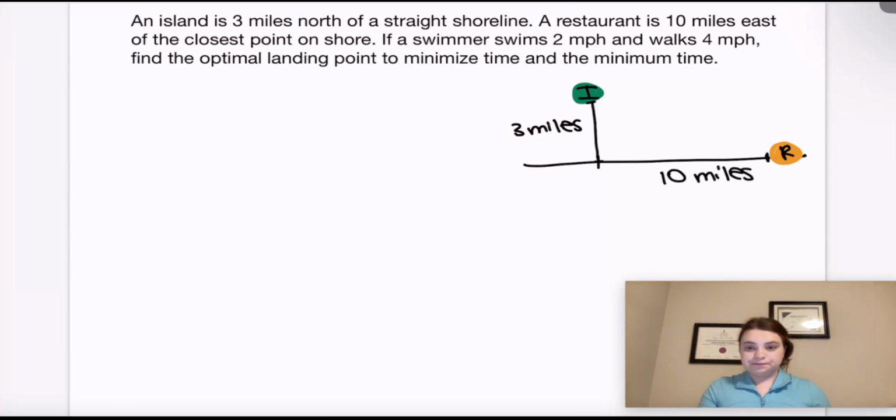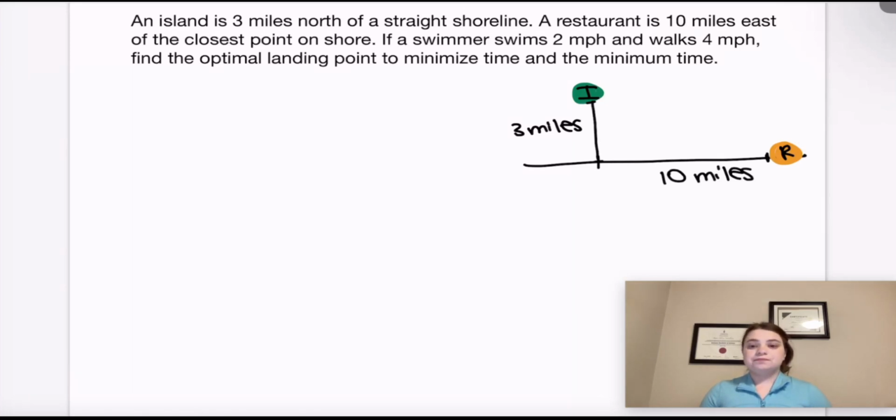Okay, very good. Then it says if a swimmer swims 2 miles per hour and walks 4 miles per hour, find the optimal landing point to minimize time and find the minimum time. In some versions of the question, you might be just asked to find one or the other, but I'll be going over how we find both today. The nice thing is once we have found the point at which we could minimize the time, finding the minimum time itself is not that much extra work, which is the good thing.